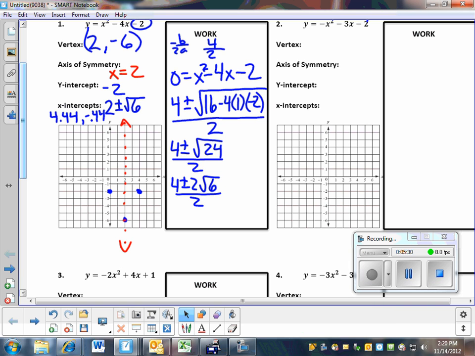So I can plot those values, 4.44 and negative 0.44. Do those look like they match up with where the x-intercepts would be? So it looks like we've done this correctly. I can now draw the rest of the graph. I've answered all the important parts.